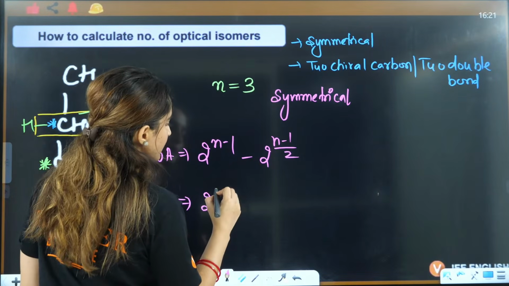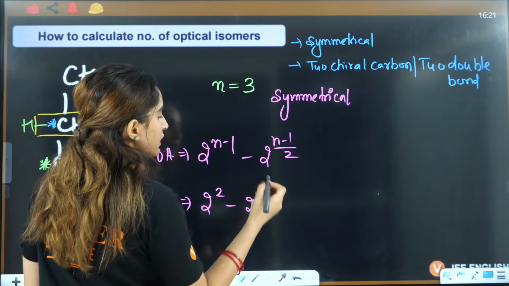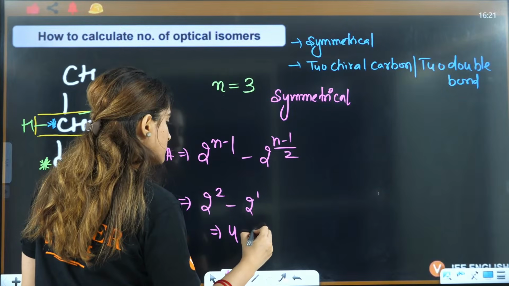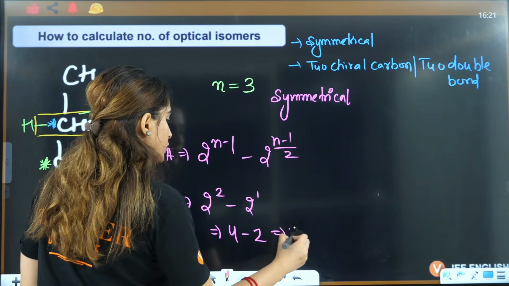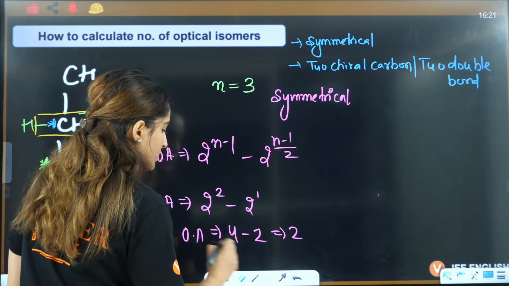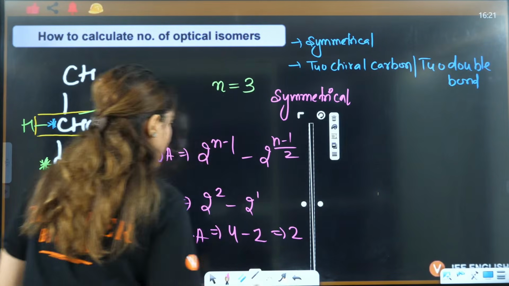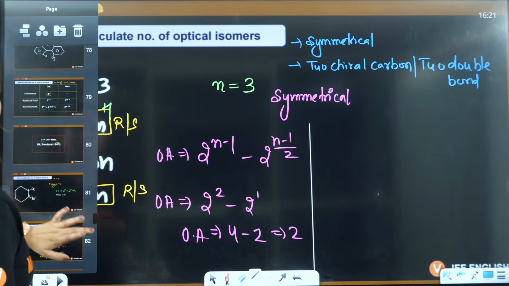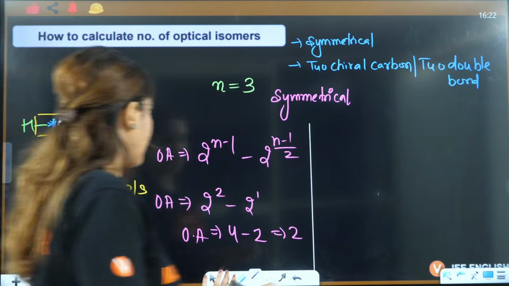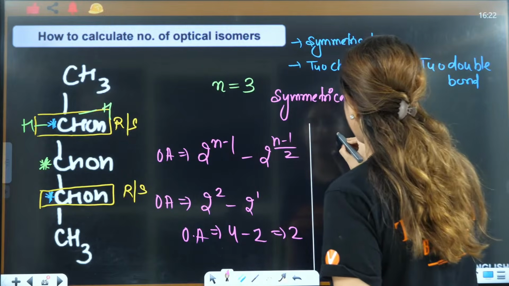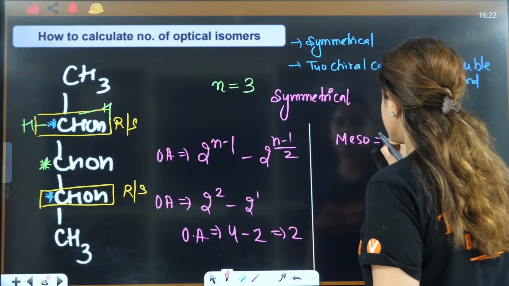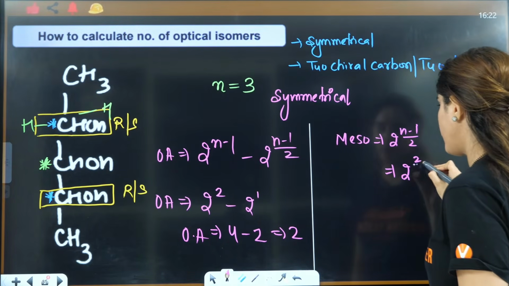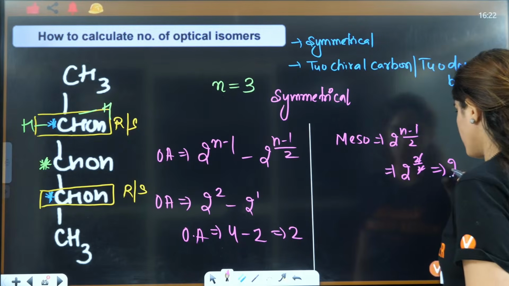This will be 3 minus 1 is 2, this will be 3 minus 1, that is 2 by 2, that is 1. So it will be 4 minus 2, it will be 2. So optically active isomers is going to be 2. What about meso compounds? Meso will be 2 raised to power 2 by 2, that is 2.